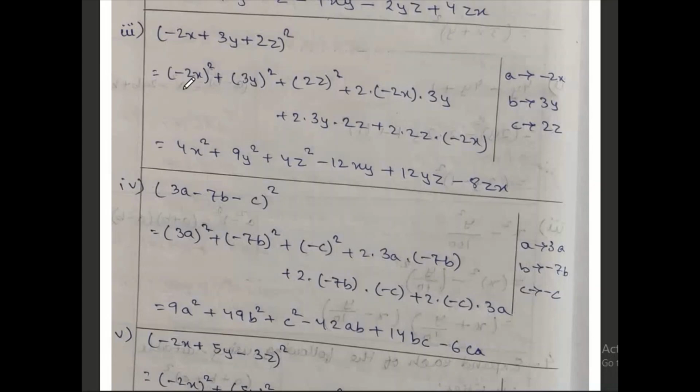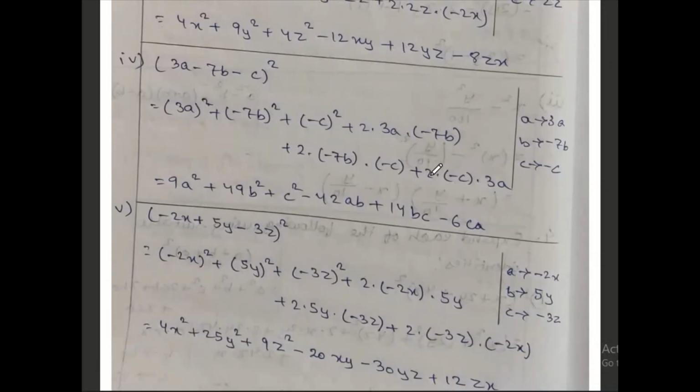Minus square is plus, 2 square 4x square, this is 9y square, this is 4z square, this multiplication minus 12xy, this is 2 into 3 is 6, into 2 is 12yz, plus minus minus 8zx. I hope you can do this. Number 4 also, you will complete the same way.